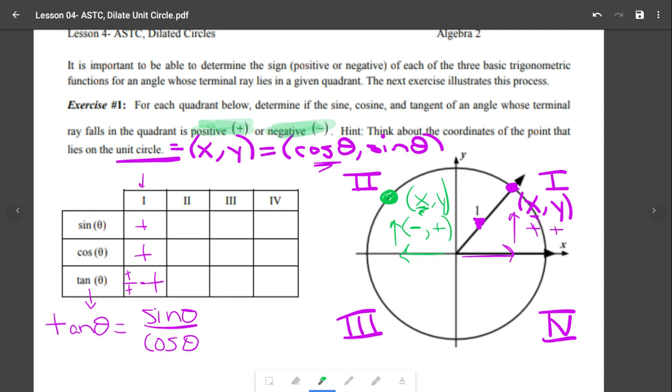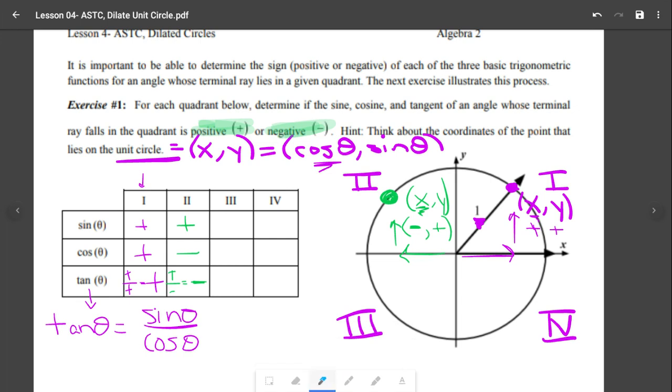So x again is cosine because we went to the left. X is negative, which means cosine is negative in the second quadrant. We traveled up on the positive side of the y-axis, and y is sine, so that means sine is positive. And now tangent, again, it's sine divided by cosine. So if I take a positive number and divide it by a negative number, you will have a negative answer. So that means in the second quadrant, tangent is negative.